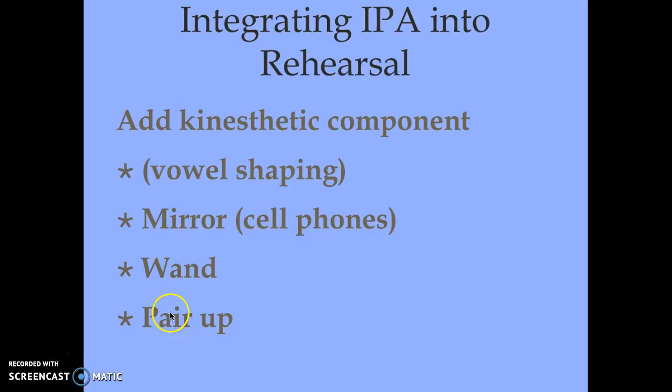It's a good idea as you're teaching those sounds that they look into a mirror and watch their lip shape, mouth formation as they are forming these vowels, or looking into their cell phones. My students are good at pulling those cell phones out. Using the wand exercise, where you start on one side of the room, demonstrate the vowel as you are teaching them the IPA symbol, and then walk across the room with your hand, and as the wand of your hand passes them, they match that sound that you are making, or have them pair up in partners.